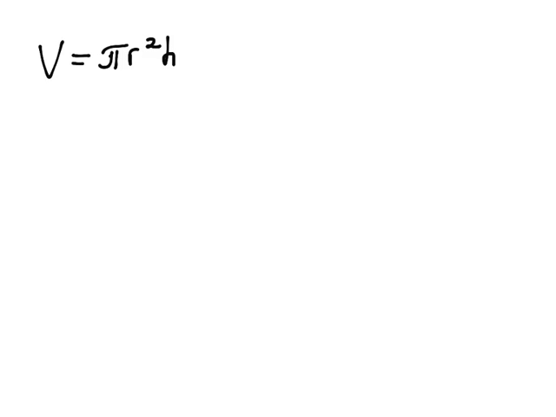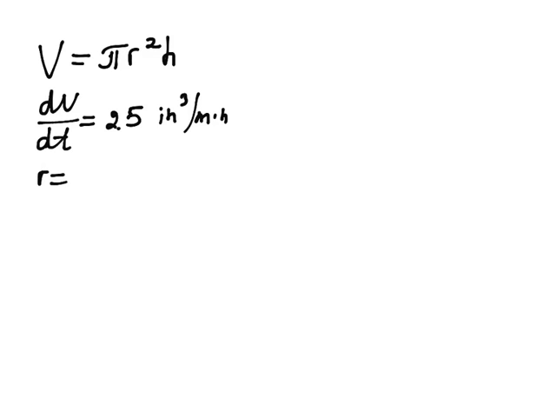Now we also know that the volume is changing, dV/dt equals, and it's positive, it's increasing, 2.5. That was inches cubed, I think, per minute. And the height of the cone is 4. The diameter is 3. Okay, we got that. So radius is 1.5. Got that.